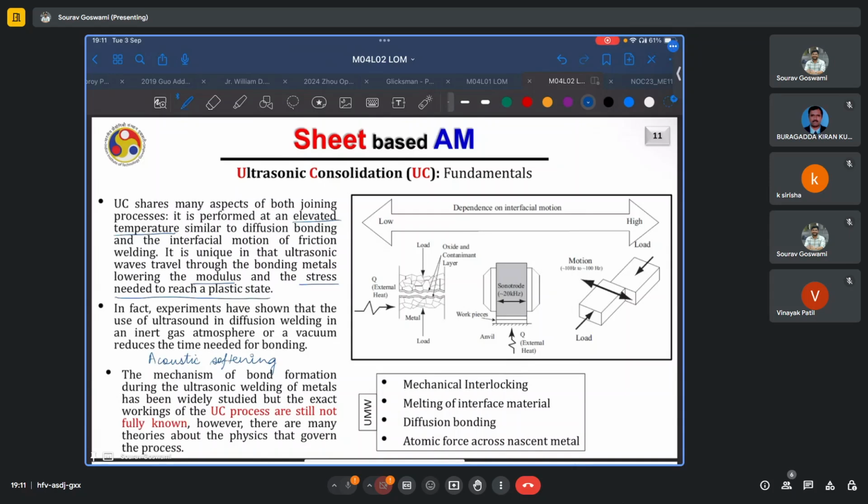When you have ultrasonic waves traveling through a material, we find that the elastic modulus of the material is lowered, as well as the stresses that must be overcome to reach the plastic state. In fact, experiments show that the use of ultrasound in diffusion welding in an inert gas atmosphere or a vacuum even reduces the time needed for bonding. The mechanism of bond formation during UC has been widely studied. However, the exact workings are still under research.